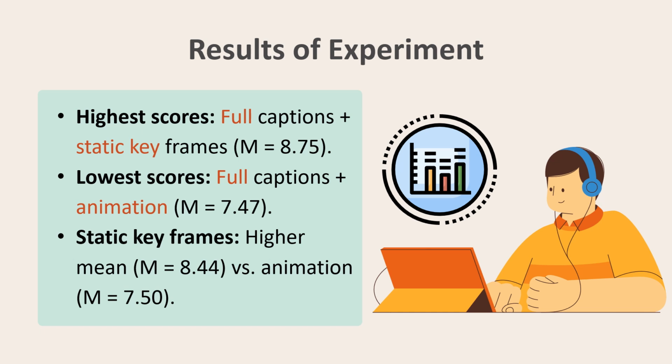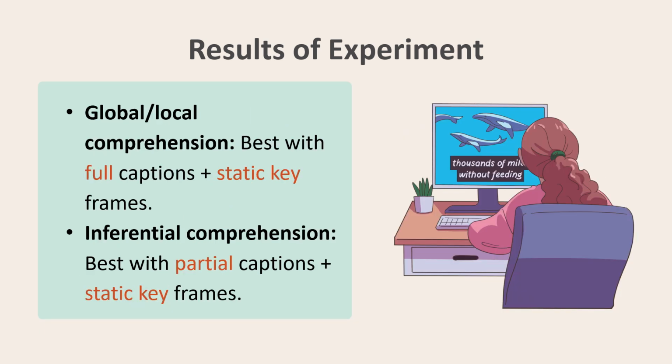Additionally, videos with static keyframes generally performed better than those with animation, indicating that more stable visual content helped learners focus better on the material. In terms of global and local comprehension, the best results were achieved by full captions combined with static keyframes, suggesting that this combination helped learners understand both the overall content and specific details.